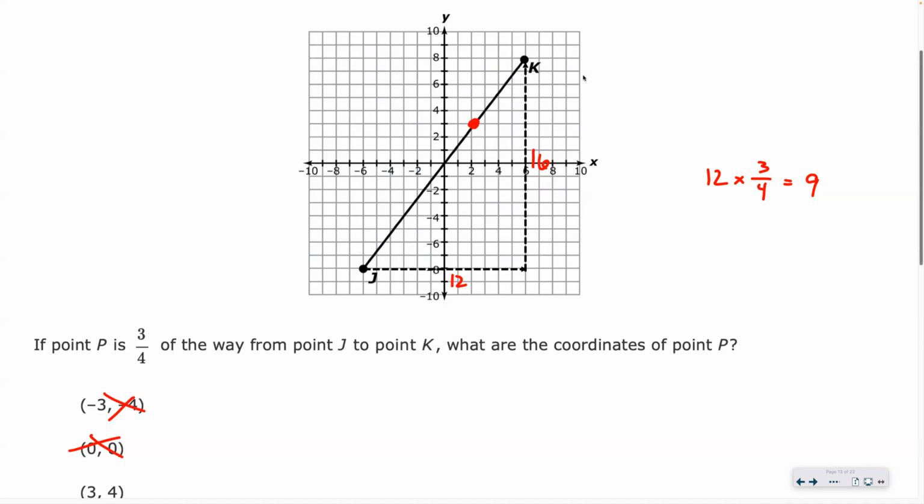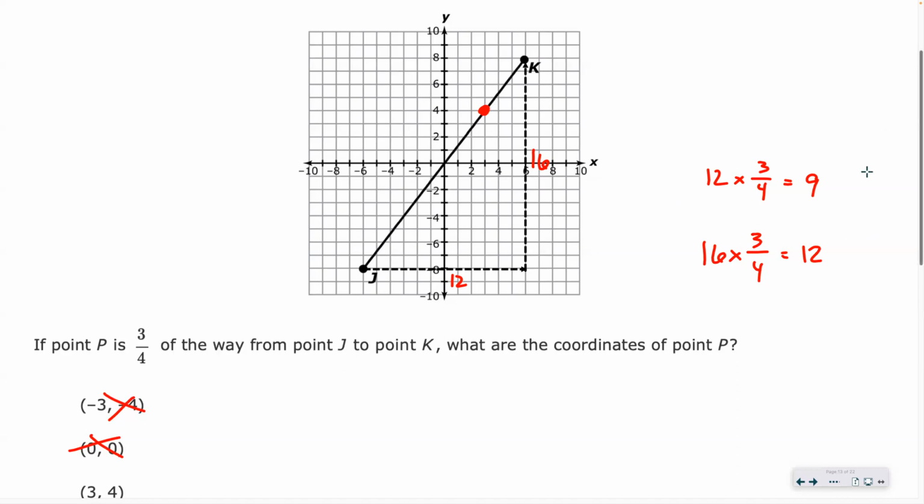9 units over. We're not 9 units over yet. We need to go there. That's 9 units over. So it would be 3, 4. Let's check it. You take 16 and multiply that times 3/4. I think the math's easier if you divide first. What is 16 divided by 4? 4, multiplied by 3, 12. It should go up 12 units. So right 9, up 12 would get us to that point there. So 3, 4 is the correct answer.